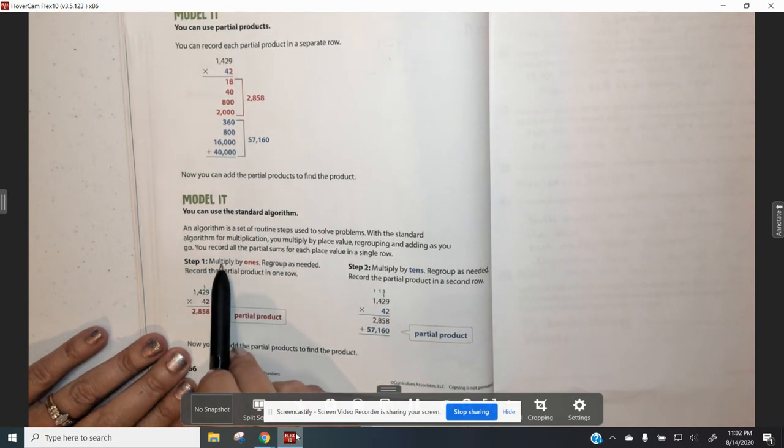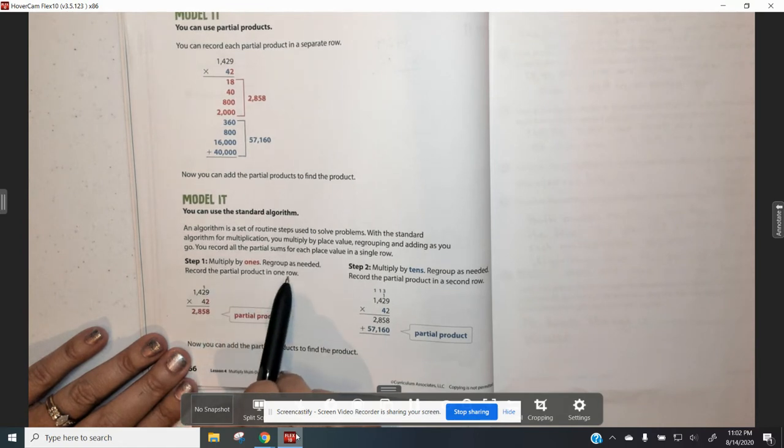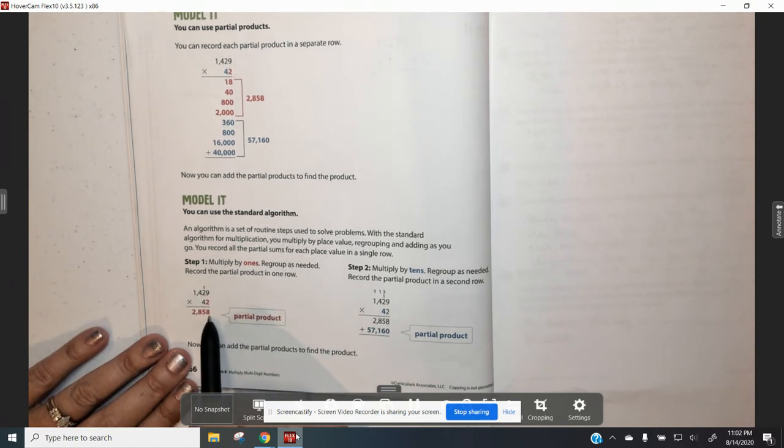So step 1, you multiply your ones, regroup as needed, and record the partial products in one row. So first we go 2 times 9 is 18. We record the 8 in the ones place and then move the 1 up above the tens place. Then we multiply 2 times 2 and get 4, and then we add 1 more to that to get 5, which actually, since it's in the tens place, it means 50.